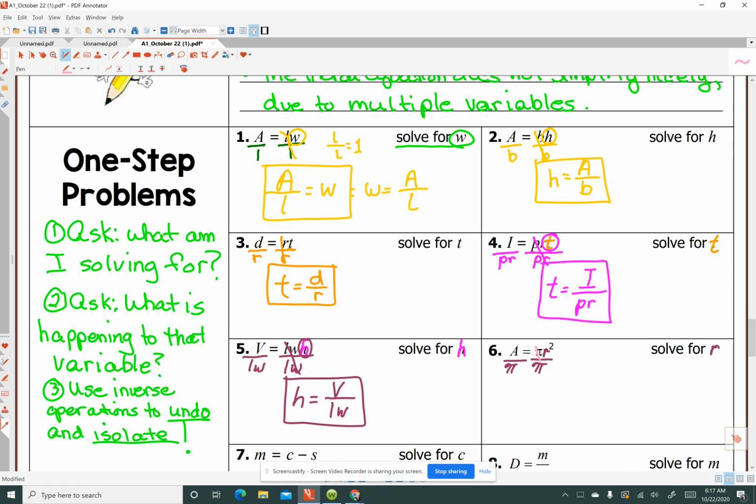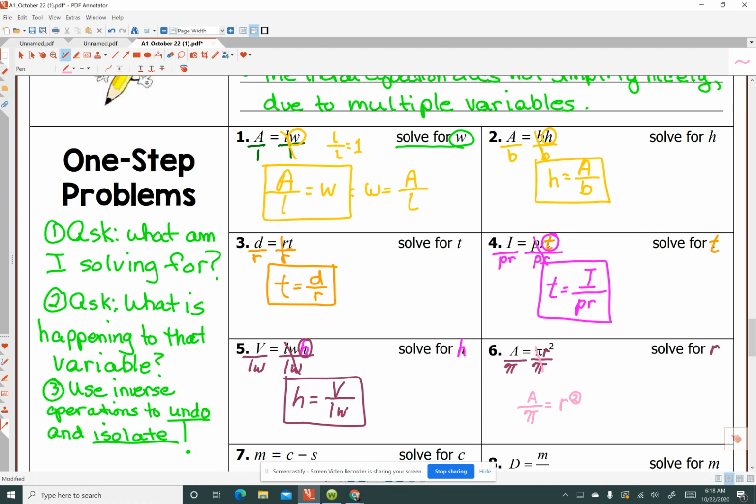And pi over pi cancel. So what do I have now? I have A over pi equals R squared. Okay, in order to eliminate the squared term from R, I need to take the square root.